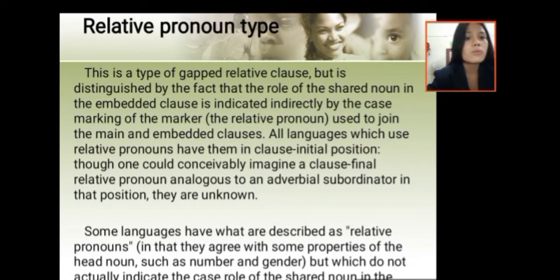Some languages have what are described as relative pronouns, in that they agree with some properties of the head noun, such as number and gender, but which do not actually indicate the case role of the shared noun in the embedded clause.